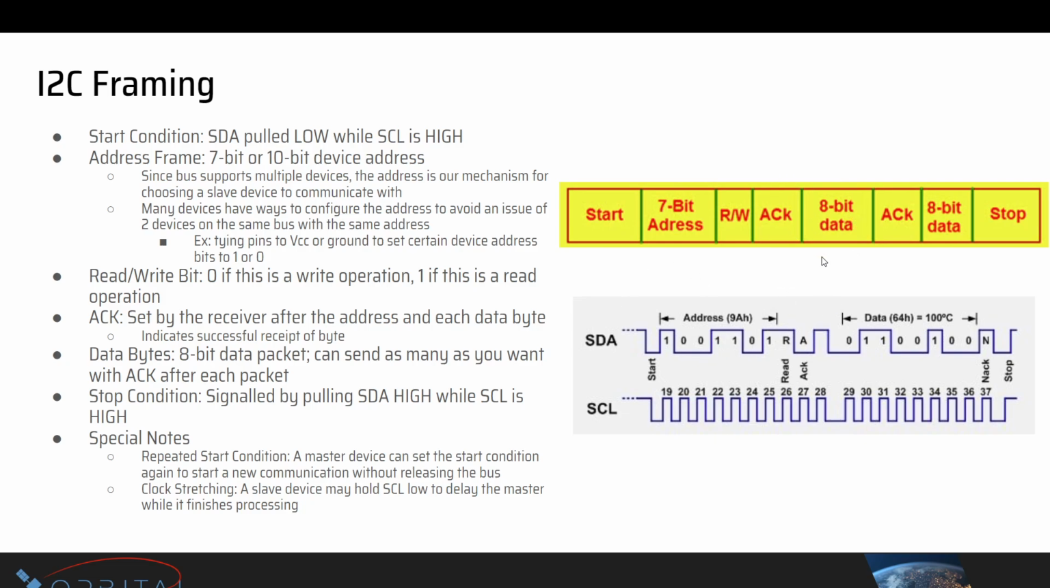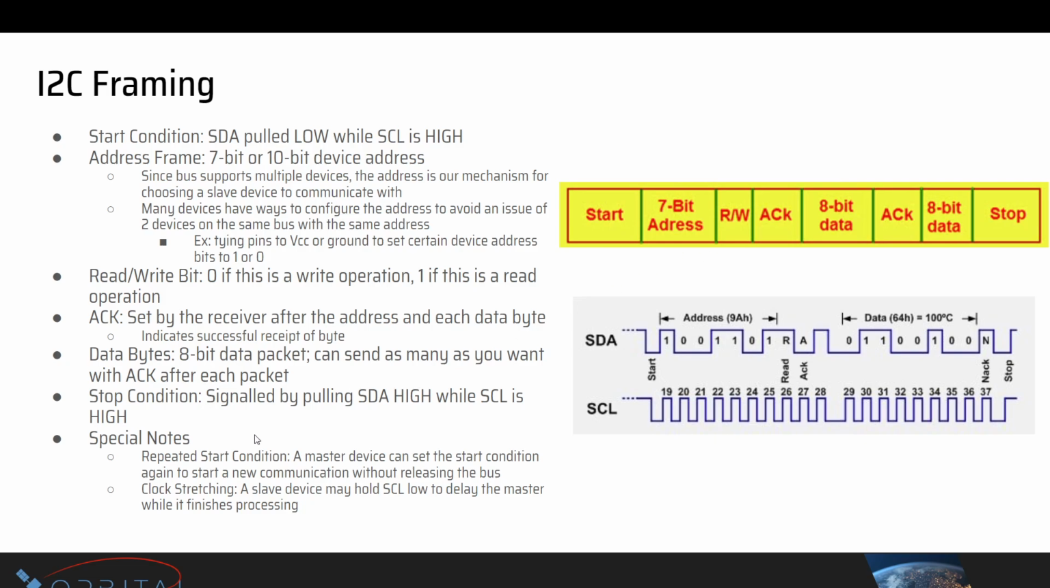So then you have the 8-bit data packet, which is the actual data that you want to send. And you can send as many as you want with acknowledges after every packet. So you could send 8 bits, then acknowledge, then another 8 bits, and then stop, or you could do 8 bits and then stop, or send 8 bits, acknowledge, 8 bits, acknowledge, 8 bits, acknowledge, and then stop.